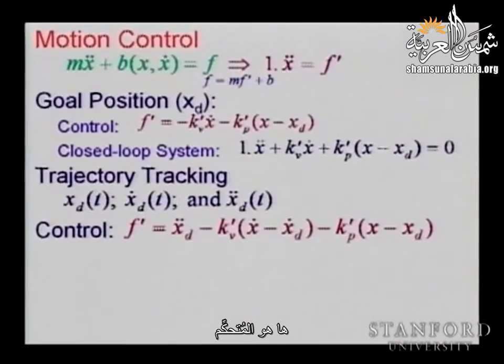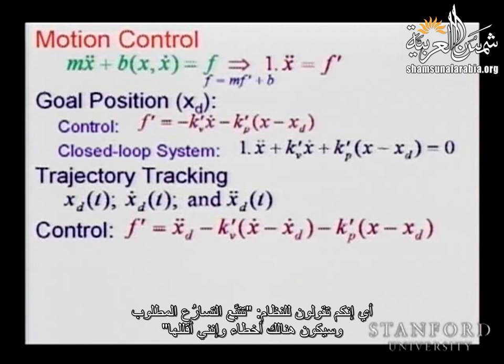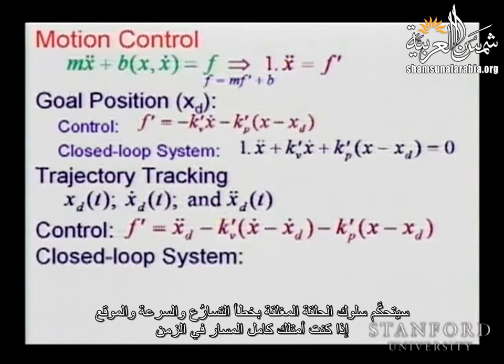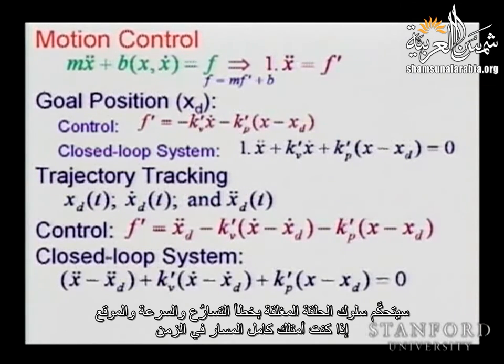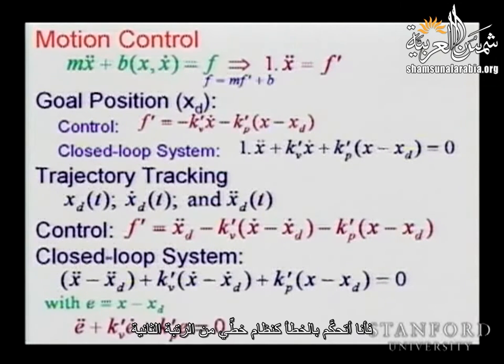So here is the controller. This time, if I have the full trajectory, I will form errors on the position and on the velocity, and I will feed forward the acceleration. So essentially, you are telling the system, follow this desired acceleration. There will be errors, and I'm tightening these errors. So the closed-loop behavior of this is going to be controlling the error in acceleration, in velocity, and in position, if I have the full trajectory in time. And if I call X minus X desired the error, then I'm really controlling the error as a second order linear system. Right?